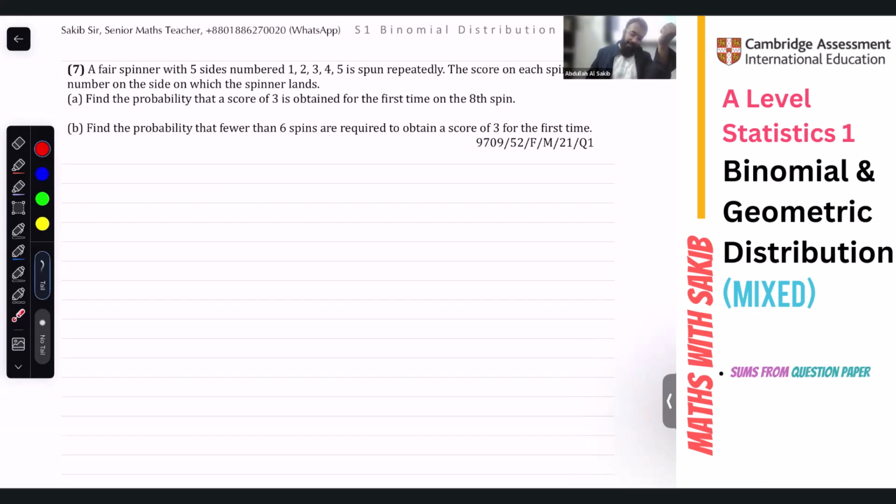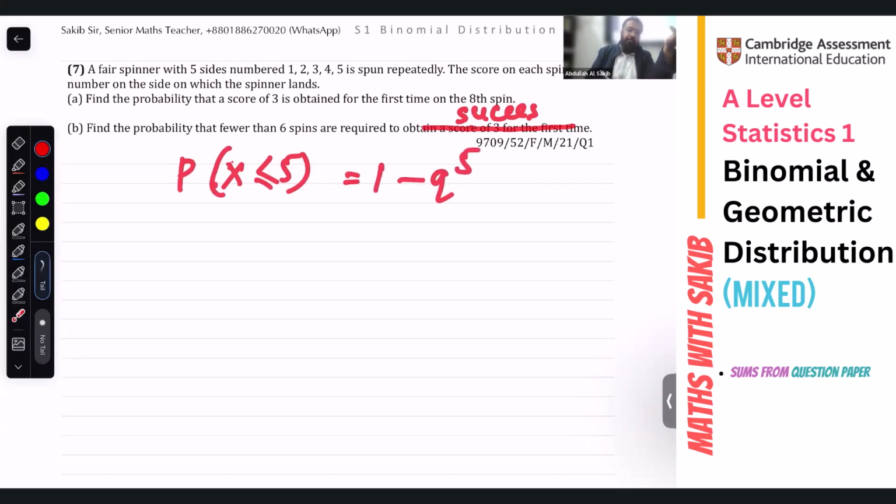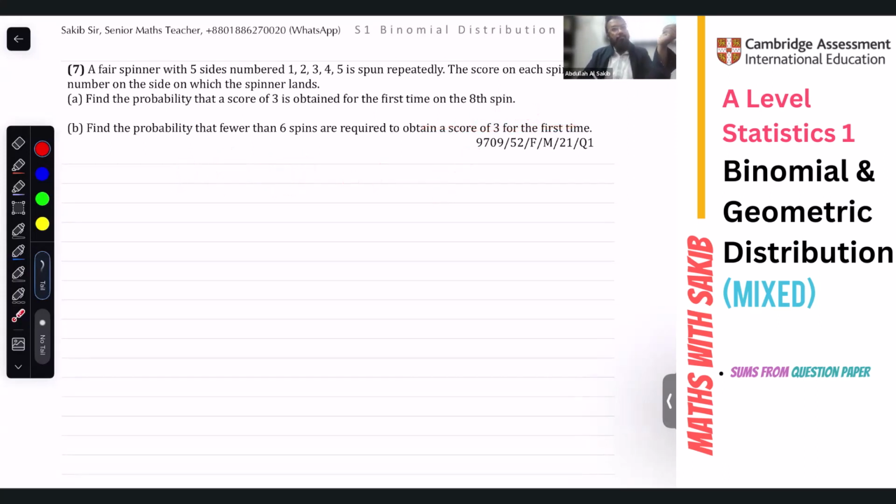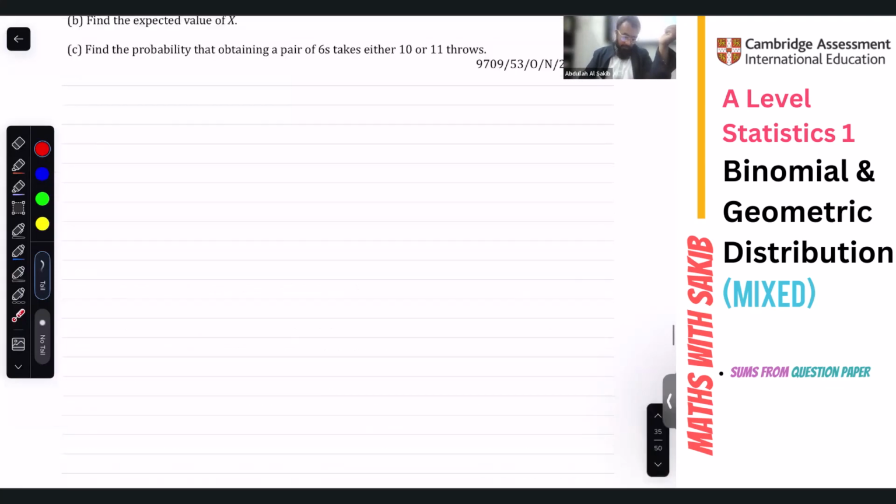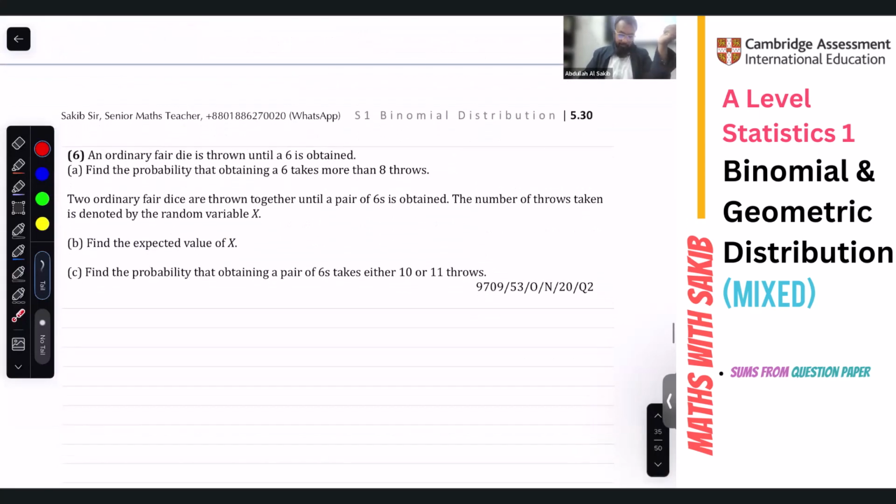Clear? It says fewer than 6. Fewer than 6 spins are required to obtain a score of 3. Let's read it like this: obtain a success, fewer than 6 spins required. That means X is less than or equal to 5. Clear? So it will be 1 minus q to the power 5. Done. Clear? Geometric.